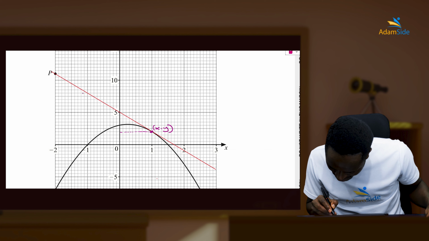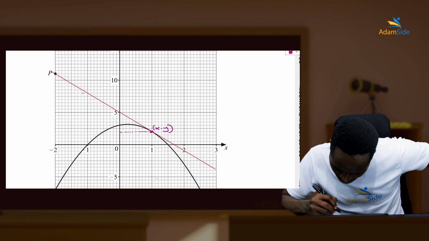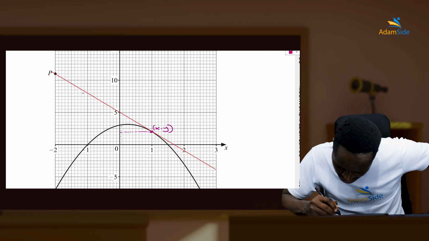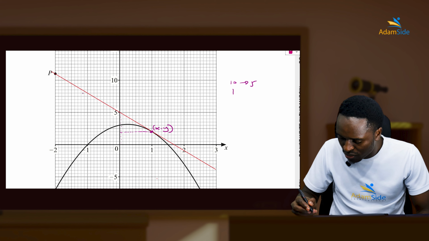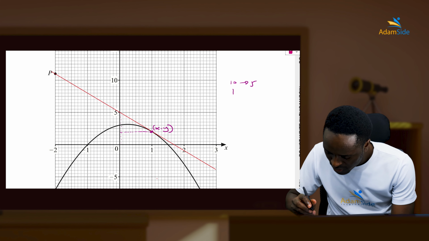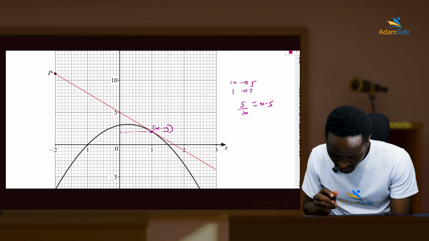So the value of x is 1, and then let's read the scale. We count 1, 2, 3, 4, 5, 6, 7, 8, 9, 10. So 10 small boxes represent 5. What will one small box represent? 5 divided by 10 is 0.5. So 1 box is 0.5.